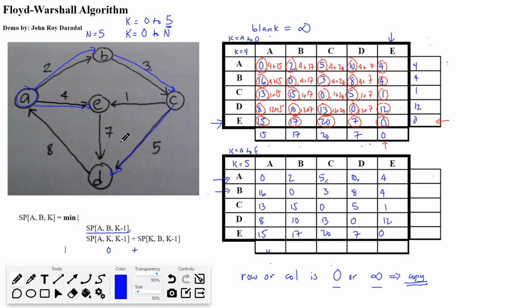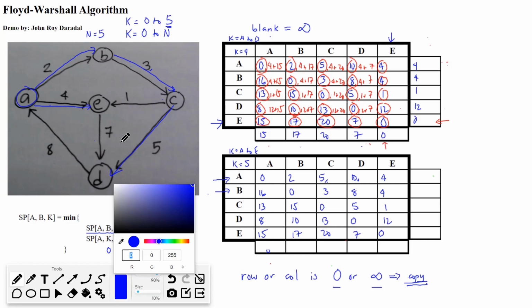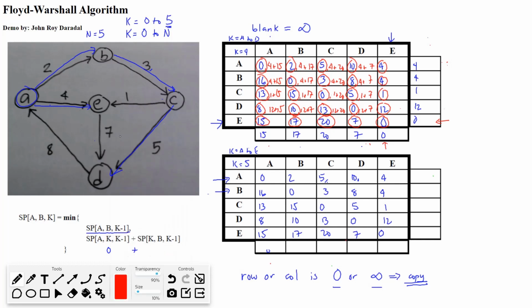Okay? Now, how about for B? Okay, so for B, I'll change the color. So I'll change this to red. So from B to A, it costs 16. Why is that? Because we need to go around. Okay, where will we go around? Here, B to C, 3. C to D, plus 5. So that's 8 already. Then from D to A, that's plus 8. So 8 plus 8, that makes it 16. Okay, that's from B to A.